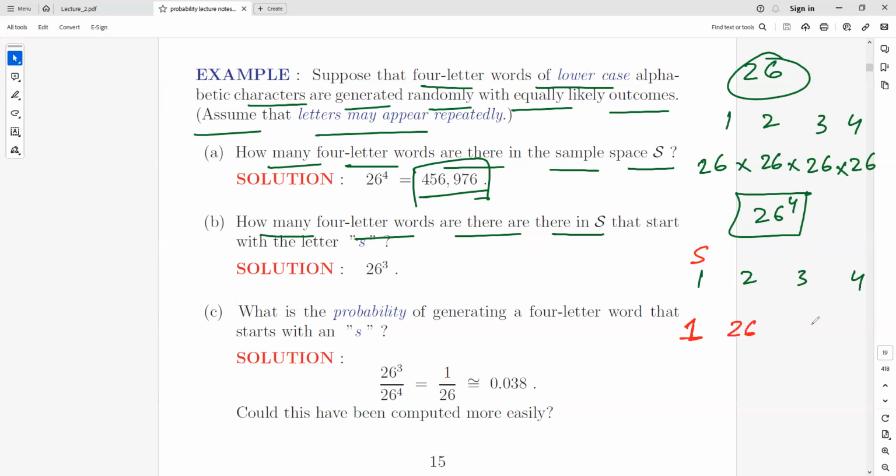And for the second, we have 26. For the third, we have 26. For the fourth, we have 26. So it's going to be 26 raised to the power 3. All right.